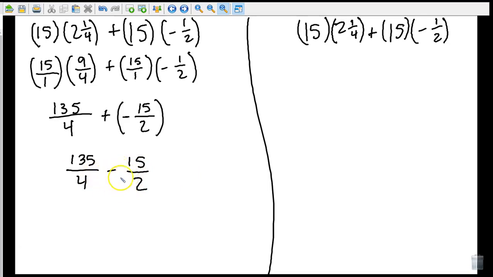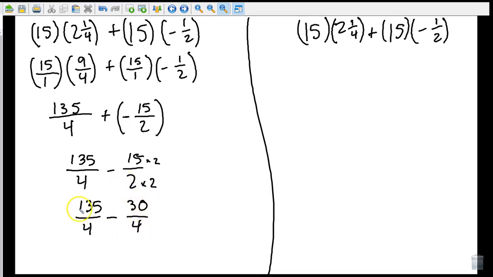No, I cannot subtract them because they do not have a common denominator. I need a common denominator. So I need to multiply this by 2 to get to a common denominator. Actually, I don't like the way I stated that. So I am going to multiply the top by 2 and the bottom by 2. This way you can know that I need a common denominator. That's why I did that. 135 over 4 minus 15 times 2 is 30. 2 times 2 is 4.